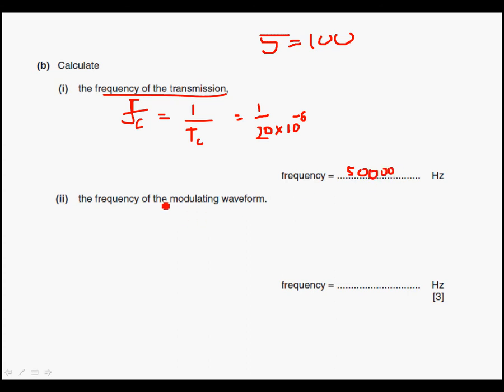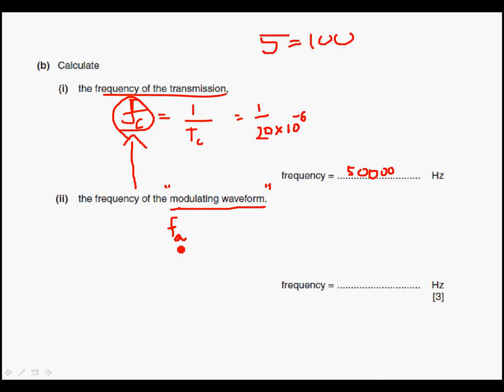Now the next part of the question is the frequency of the modulating waveform. Now what is getting modulated? The carrier wave is getting modulated. What determines how much to modulate the carrier wave? It's your audio signal. So the modulating waveform is your audio frequency. I know they could have just asked you what is the frequency of the audio wave, but they try to make you understand the meaning of modulating waveform there.